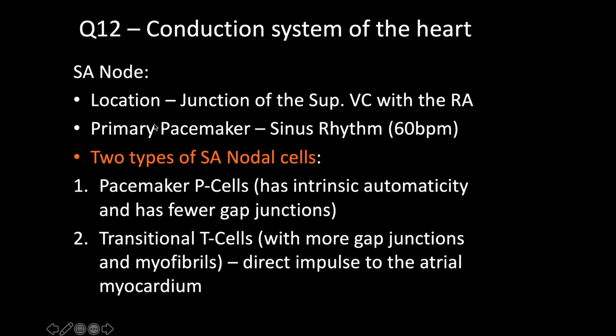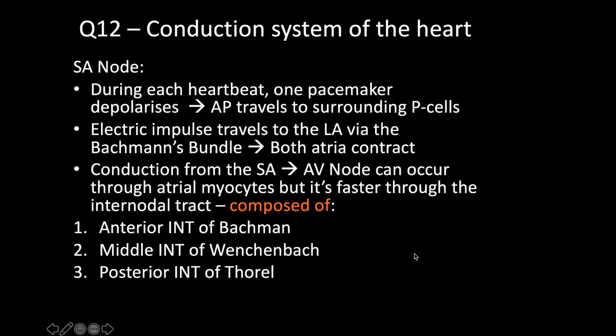There are two types of SA nodal cells, and they're not all pacemakers. The first type is pacemaker P cells with intrinsic automaticity, so they generate an action potential on their own, and have fewer gap junctions because they don't need to conduct as much. The other type is the transitional T cells, with more gap junctions and myofibrils, which direct the impulse to the atrial myocardium. In an SA node, during each heartbeat, one pacemaker always depolarizes first, and the action potential is sent to the surrounding P cells.